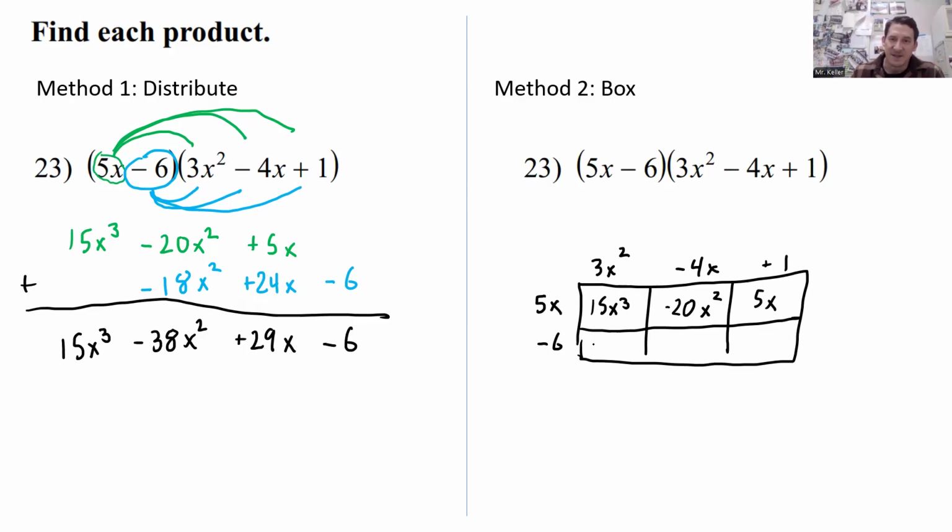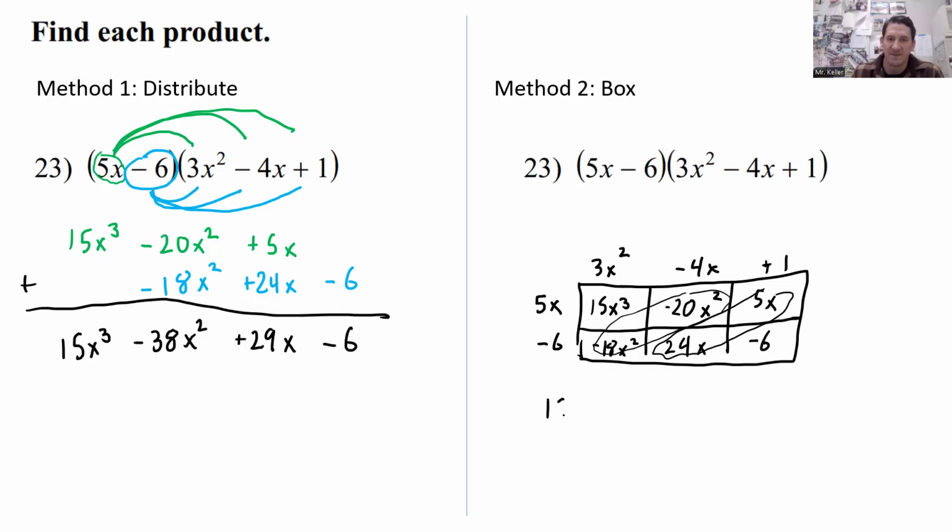Negative 6 times 3, that's negative 18x squared. Negative 6 times negative 4 is positive 24x. And then negative 6 times 1 is negative 6. Like terms, again, are kitty corner. They are diagonal from one another here.